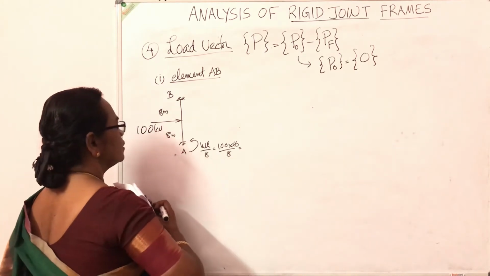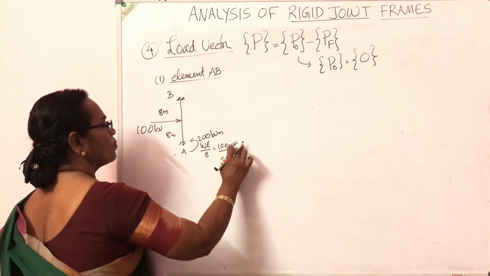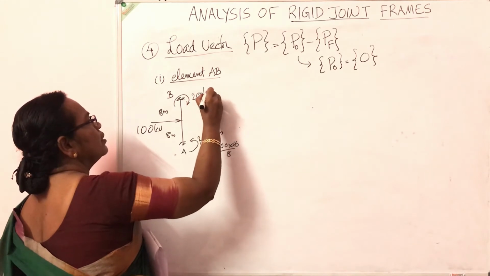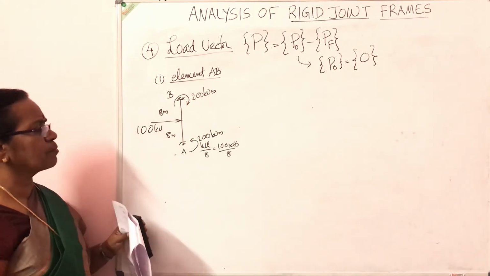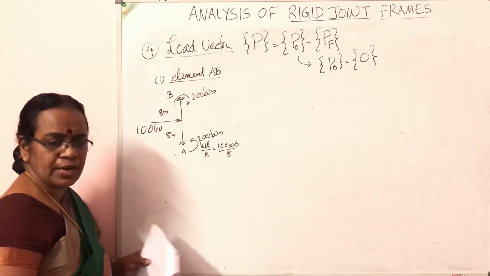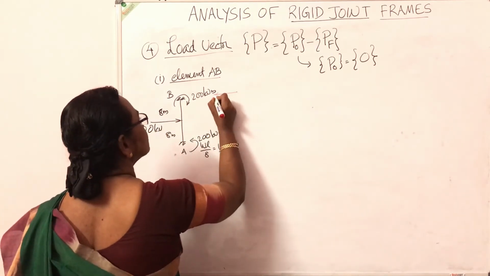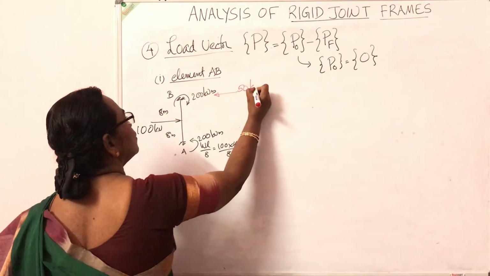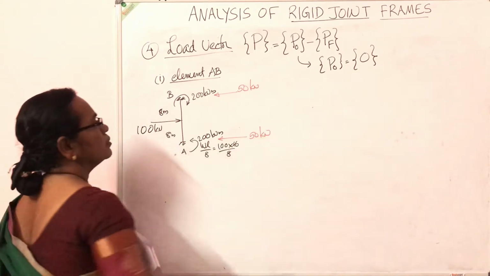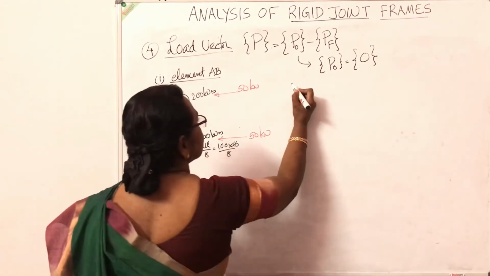So this moment is 200 kilonewton meter. Similarly here it is a clockwise moment, 200 kilonewton meter. So the fixed end moments are minus 200 and plus 200. Now due to this 100 kilonewton load, there will be support reactions. This load is acting at the center, so this reaction will be 100 by 2, 50 kilonewton. This reaction will also be 50 kilonewton.